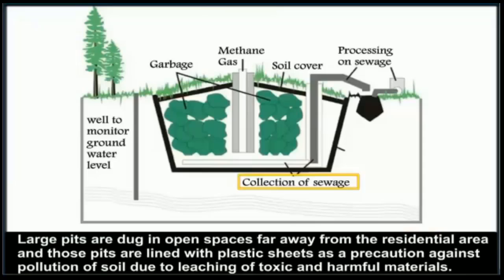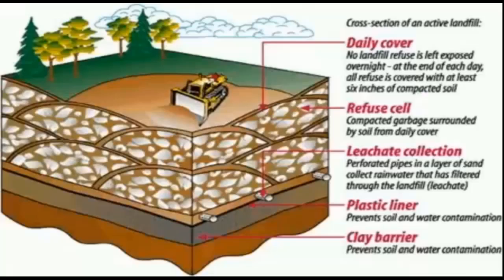Next, this barrier also protects the groundwater from the toxic and harmful materials, as we mentioned, called leachate. Now there are different layers. One is the clay barrier right at the bottom, above which is the plastic liner. The clay barrier prevents soil and water contamination, so does the plastic liner. Then there is another layer which is created to collect the leachate. Then there's the refuse cell.